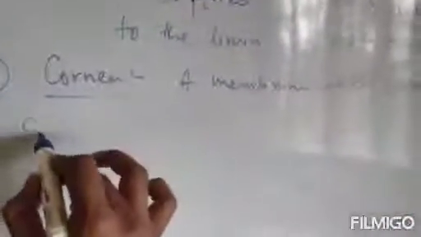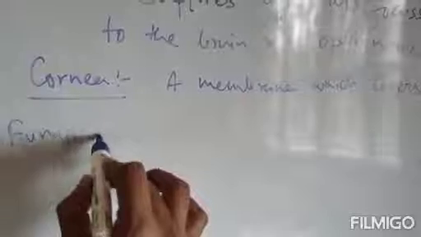Function of cornea. What is the function of cornea? It acts like a lens. Like a camera, it has a lens. So in the human eye, the lens is actually the cornea. It acts like a lens which refracts the light entering the eye. That means it refracts the light which is entering our eye. It is a thin membrane which provides almost 67% of the eye's focusing power.